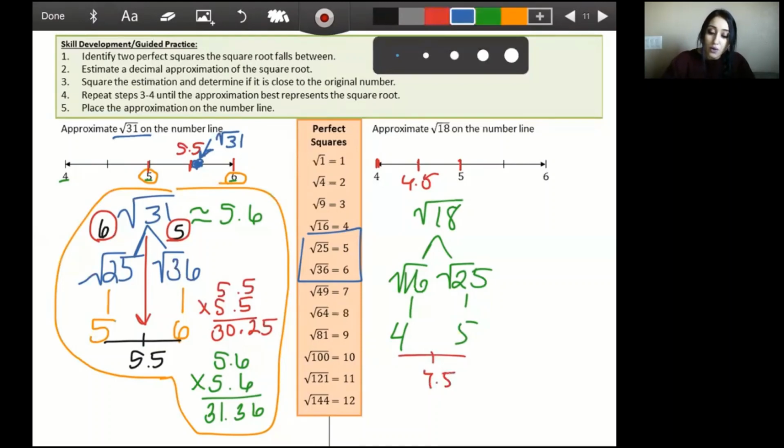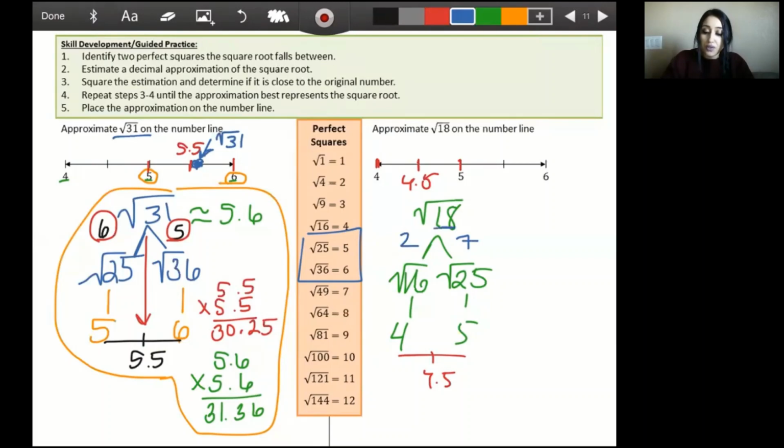Next, I know that the square root of 18 is only 2 units away from the square root of 16, and the square root of 18 is 7 units away from the square root of 25. Because 18 is only 2 units away from the square root of 16, I know it's going to be closer to the whole number of 4. So it has to fall in between this section here, between 4 and 4.5. So now I'm just going to do my guess and check and play with the numbers and see what will give me closest to my approximation.